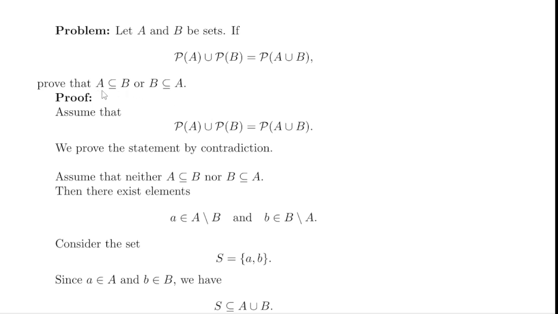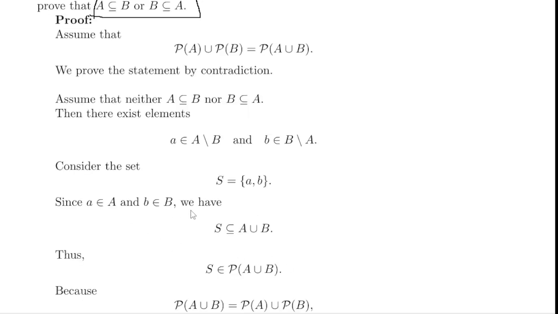So we're going to assume the opposite of this. The opposite of that is assuming that neither A is contained in B nor B is contained in A. And then there exists an element, lowercase a, that is in A but not in B, and lowercase b that is in B, not in A. And so let's consider the set S, which is the set that contains a and b.